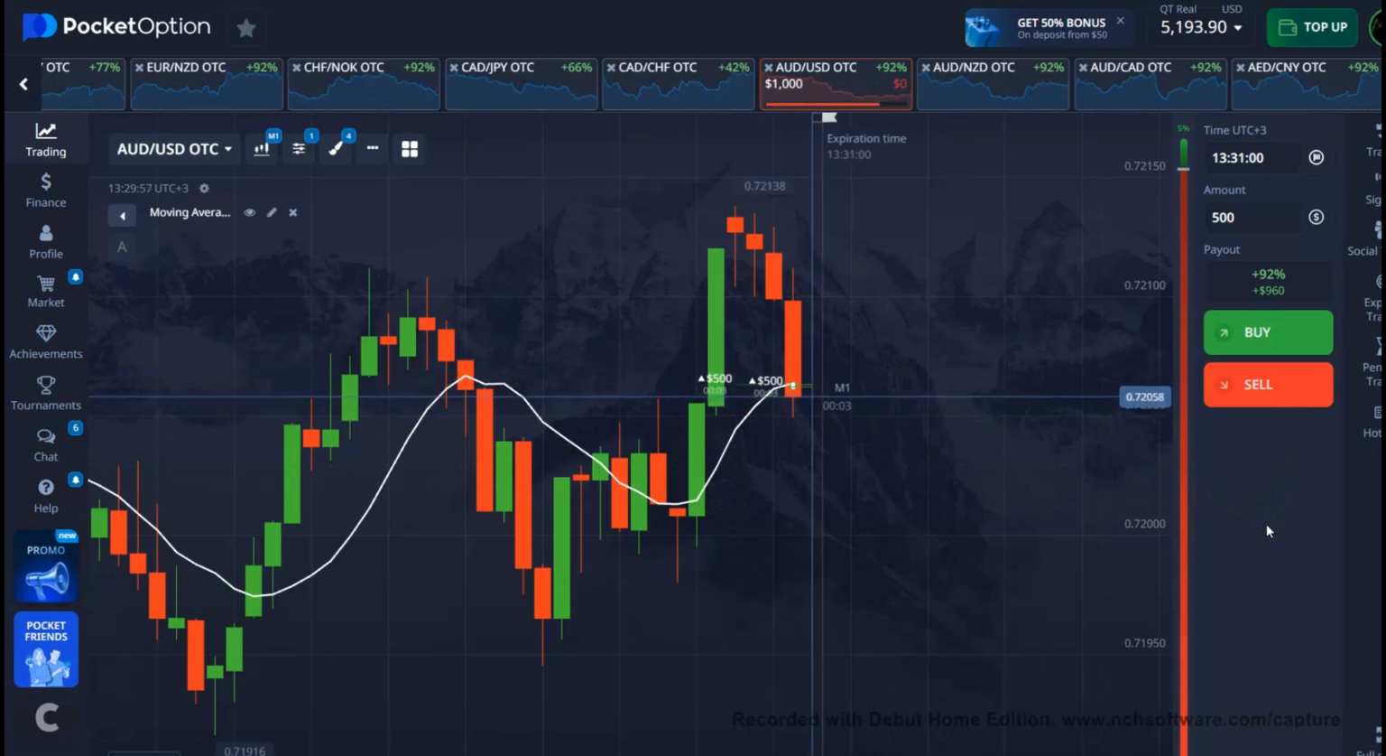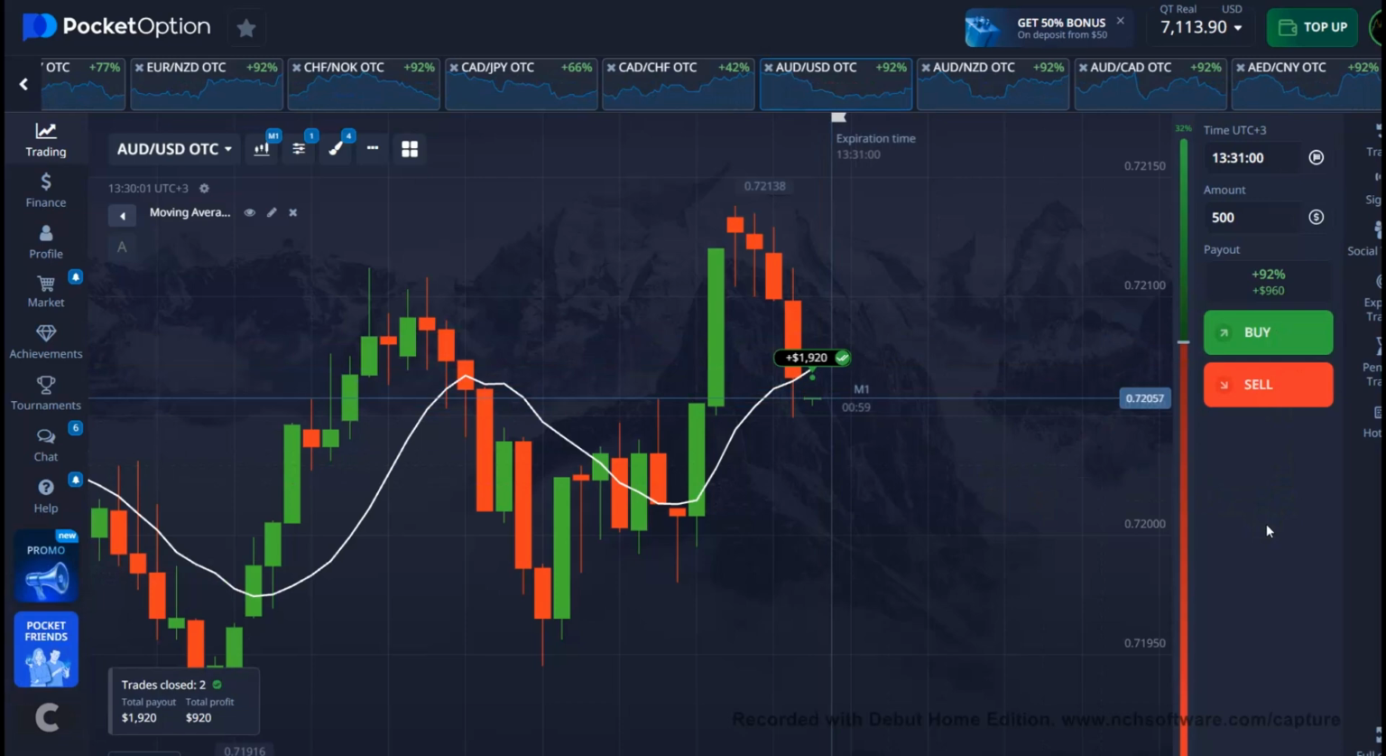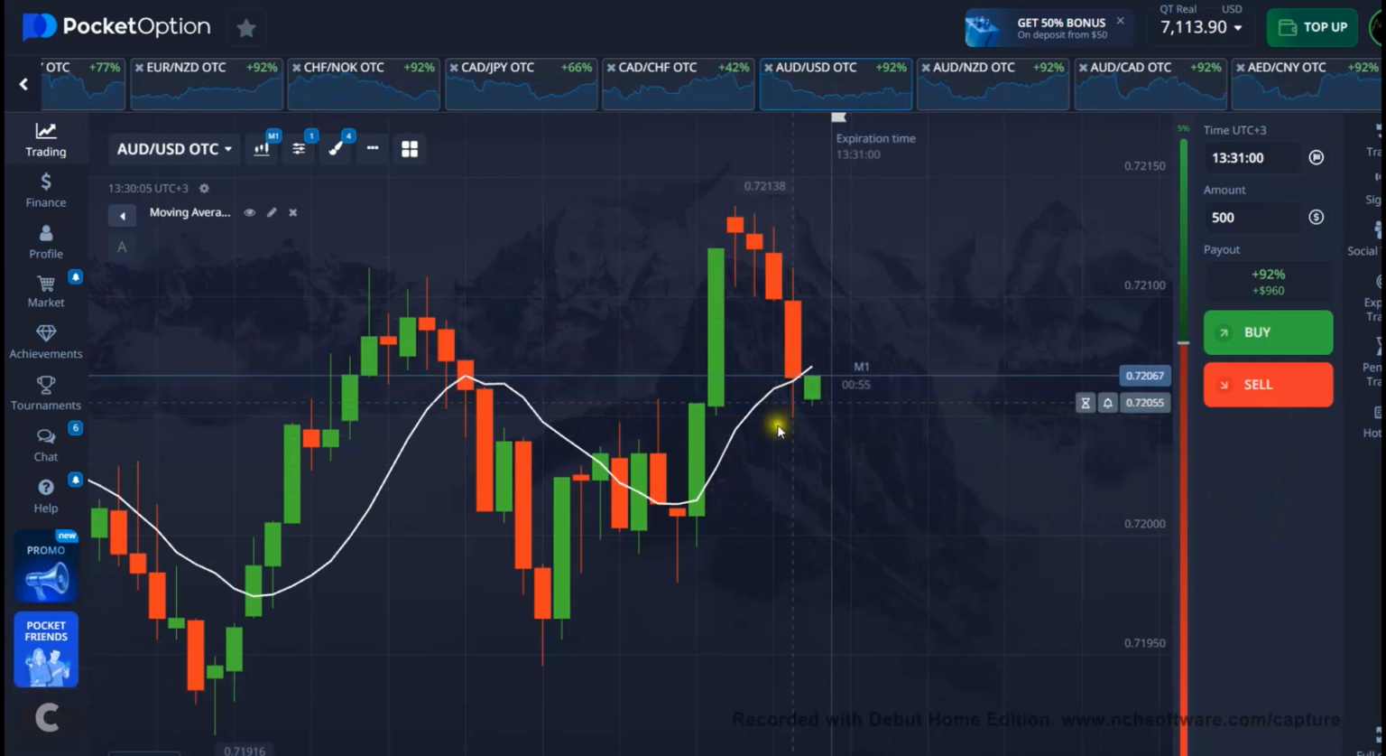Okay, there we go. That was a win. The buyers pushed up, and exactly at the closing of this candle, we closed in profit.